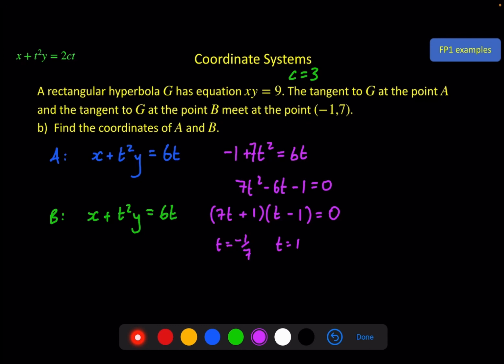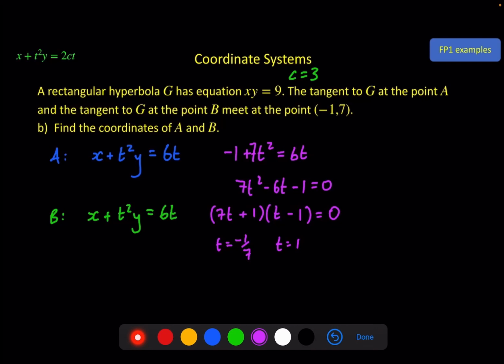Now I don't know which one of these relates to which point. We don't have enough information in the question to say that this has to be A or that this has to be B. But that's okay. We just follow through and we need to find 2 sets of coordinates, one of which would be A and one of which would be B.